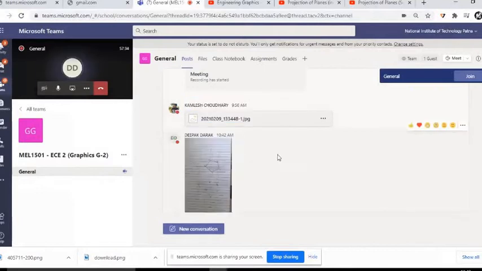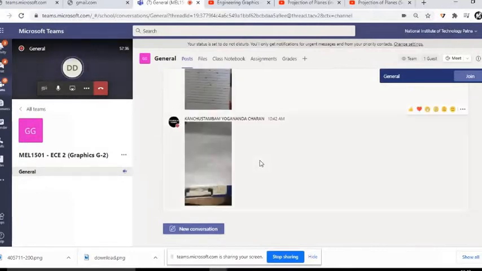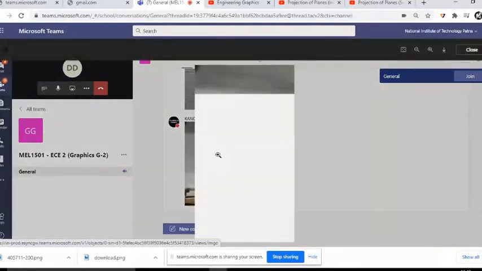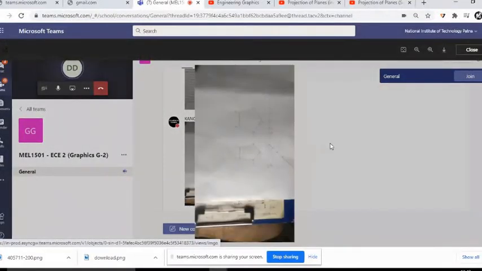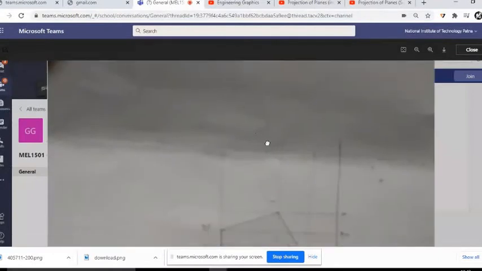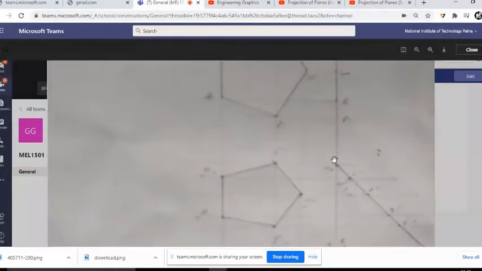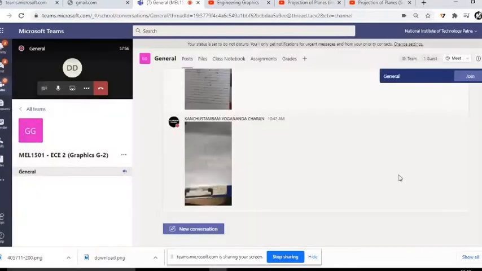But sir, the question also says the edge is inclined at 30 degrees. No, you can do that, I will explain, okay? Even you made the same mistake. Finally, one corner is touching, but it should touch on an edge, okay?